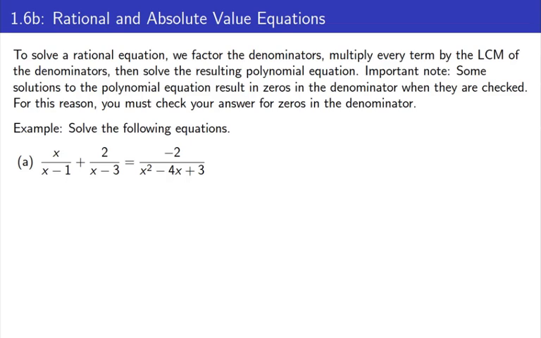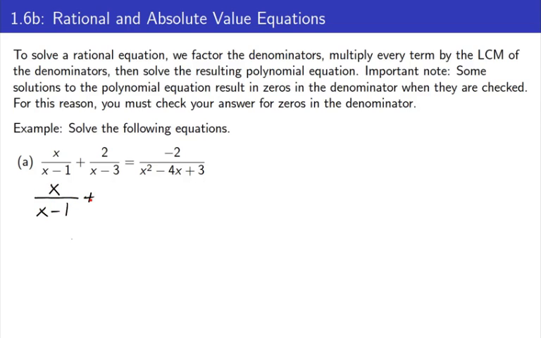The one thing about these is once you have an answer, you need to make sure that that wasn't a value that gave you a 0 in the denominator before. If it does, you call it extraneous and throw it out. Let's do this first example. Remember, the first step is always factor everything that you can.